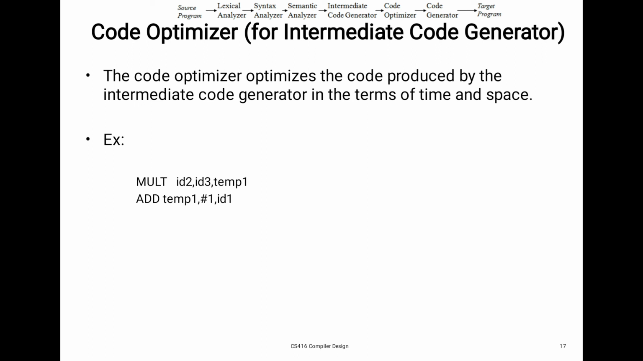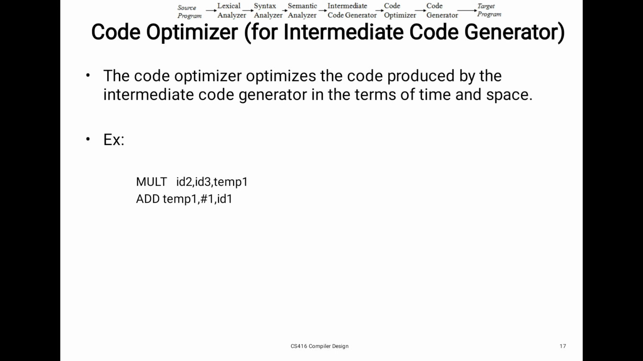Next comes the code optimizer. So what is a code optimizer? The code optimizer optimizes the code produced by the intermediate code generator in terms of time and space. If any unnecessary code is there, that will be deleted by the code optimization. The code optimization phase attempts to improve the intermediate code. This is necessary to have faster execution code and less consumption of memory. The overall running time is also less compared to the intermediate code generator.